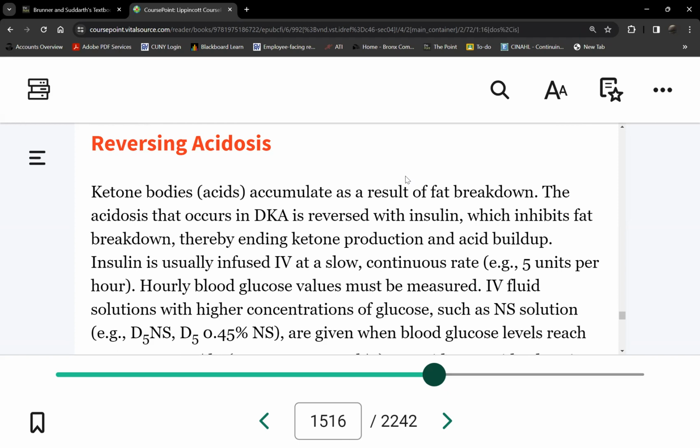Reversing acidosis. What caused the ketoacidosis? The lack of insulin, correct? The sugar's high because there was no insulin. Therefore, in order to stop the ketone formation, you have to give insulin. We can't give insulin sub-Q anymore. It's not going to work. So we have to give it IV. The only insulin you can give IV is regular insulin. So we will give this.